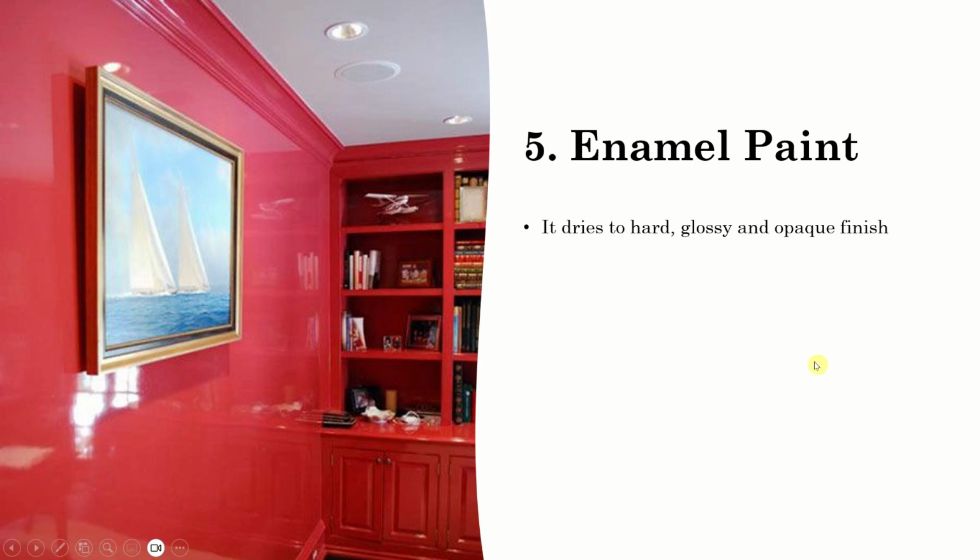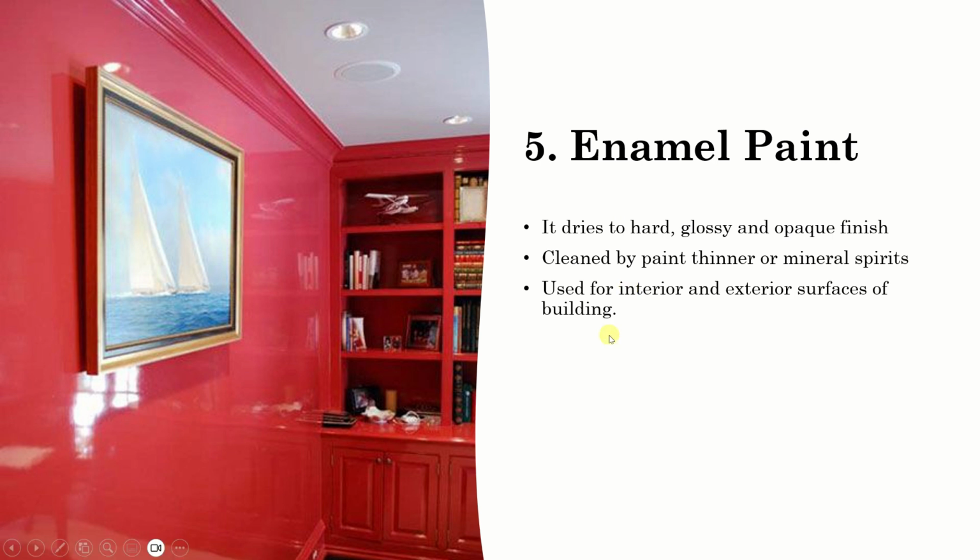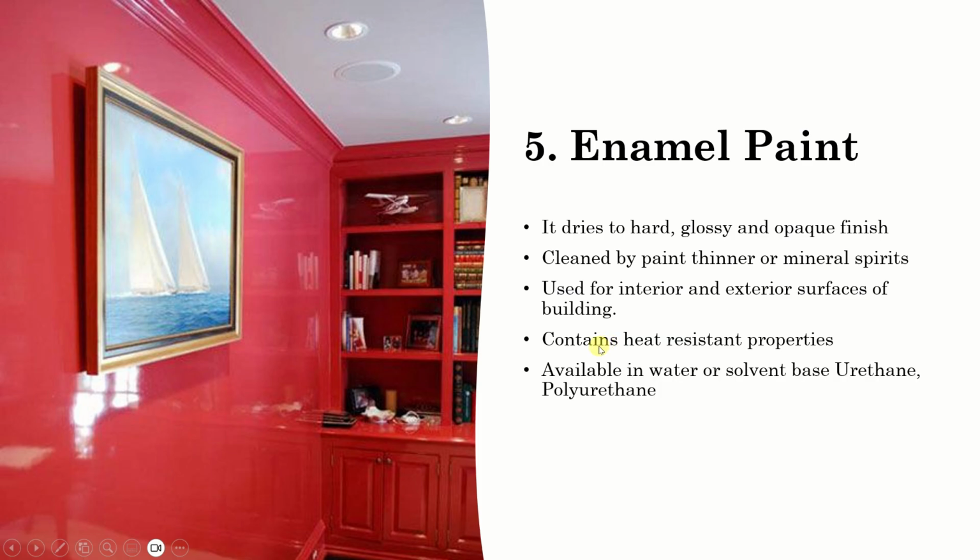Enamel paint dries so hard. All these images represent the topic discussed here. It dries very hard, glossy, and has an opaque finish. It is cleaned with paint thinner or mineral spirits. It is used for interior and exterior surfaces of buildings. It contains heat resistant properties. It is available in water or solvent based urethane and polyurethane.